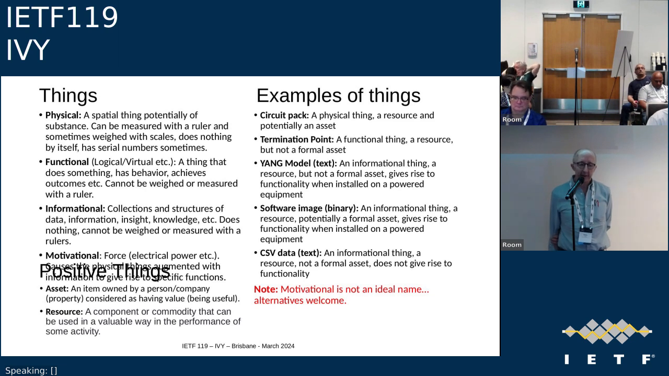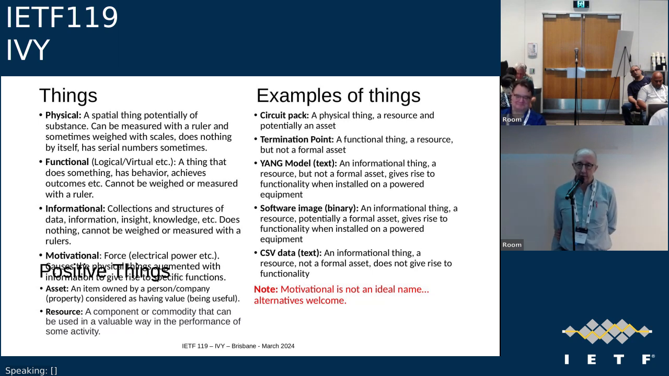So, busy slide. It seemed worth breaking the problem space down into a number of broad categories. Why is "positive things" written in the middle of that slide? Not very positive. What's it doing there? Anyway, ignoring the error on the slide, you can break things down to physical things. This is what we're focusing on in the inventory work. Physical things, you can measure them with a ruler, sometimes weigh them with scales. That's physical. It's a thing of real substance.